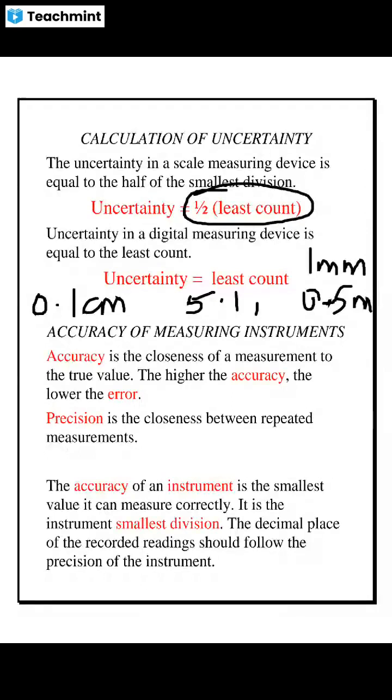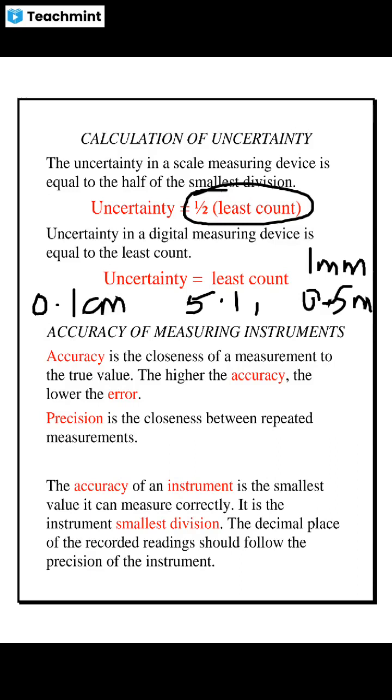But if you are using a digital device, your uncertainty is the least count. If it is possible to get a device to measure length, and it is an electronic device, the error is going to be 0.1 centimeter or the least count, because we can't tell what the least count will be depending on how the device is designed.